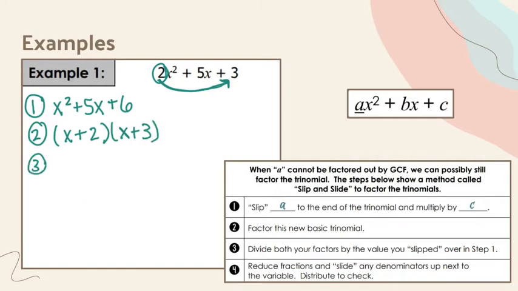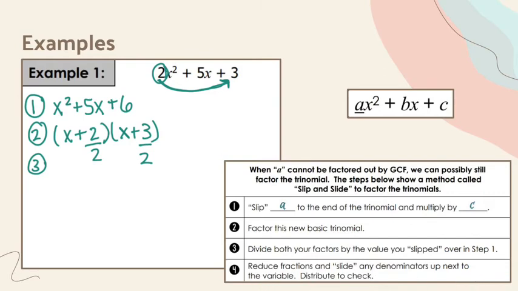Then step 3 is to divide both of your factors by the value that you slipped over in step 1. So that is this positive 2. We're going to divide both of these by 2. Then step 4 is reduce the fractions and slide any denominators up next to the variable.